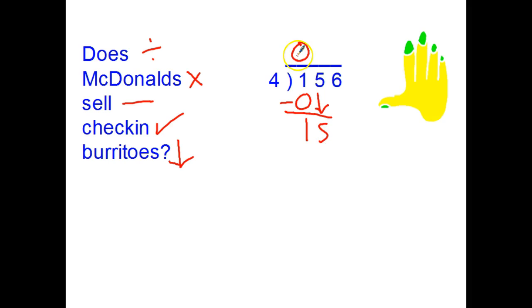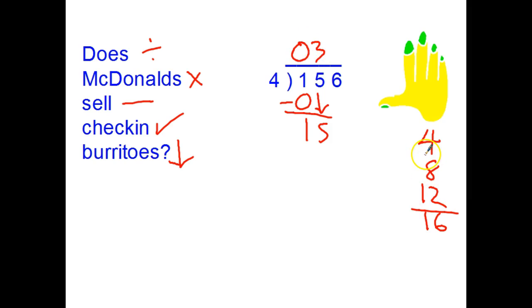I know people go, but you got a 0 up there. It's okay. It's sort of like when you subtracted 14 minus 7 and you had an answer of 0, 7. Same exact thing. For right now, it's important for us to put a number above this 1 so that we have a placeholder there. How many 4's in 15? Know your 4's. 4, 8, 12, 16. Oh, 16 would be too many, so 1, 2, 3.